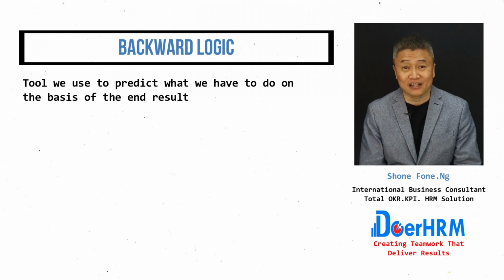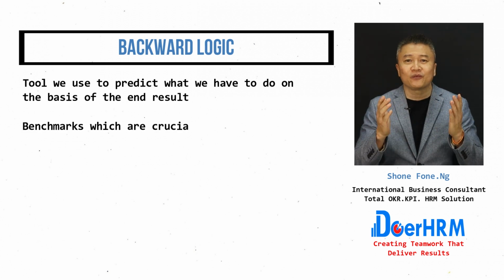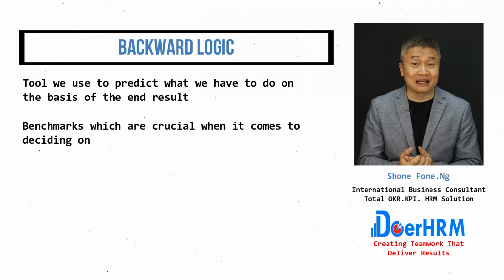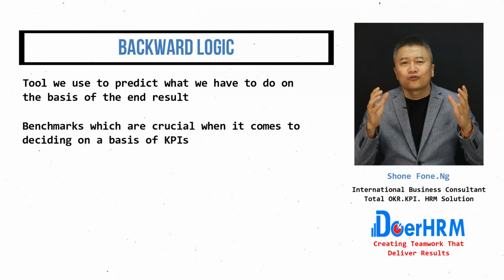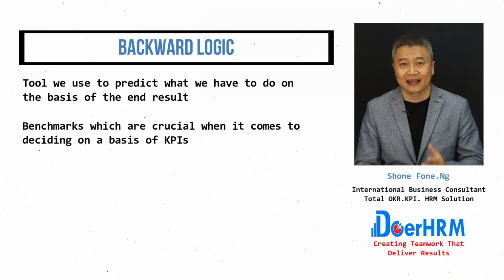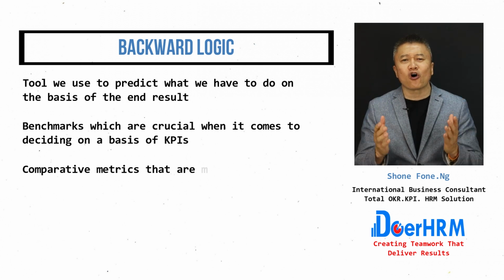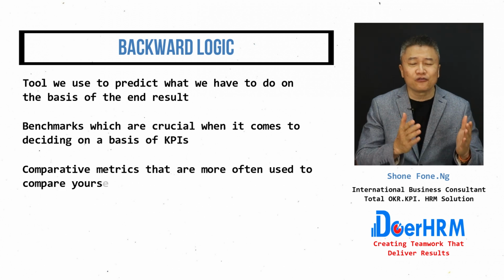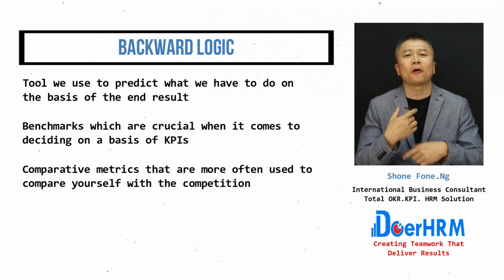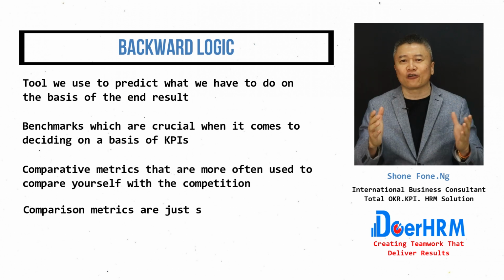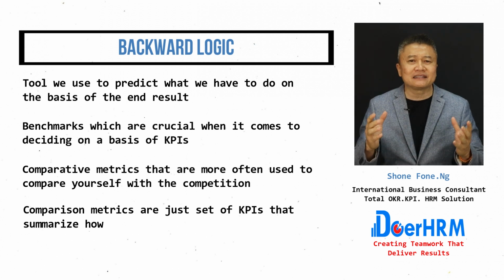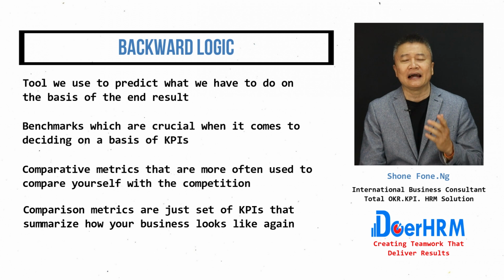Then we will talk about benchmarks, which are crucial when it comes to deciding, on the basis of KPIs, what to do and what not to do. And finally, we will talk about comparative metrics that are more often used to compare yourself with the competition. Comparison metrics are just a set of KPIs that summarize how your business looks against the competition. So it is crucial to know them in order to know what more you can achieve.